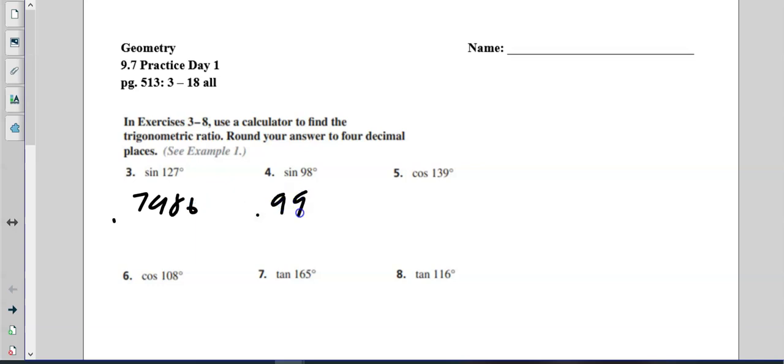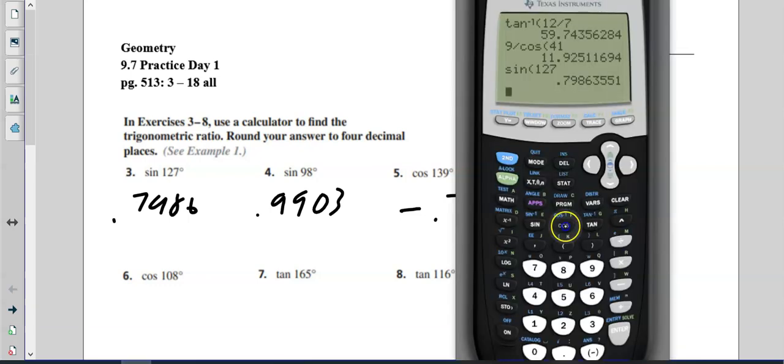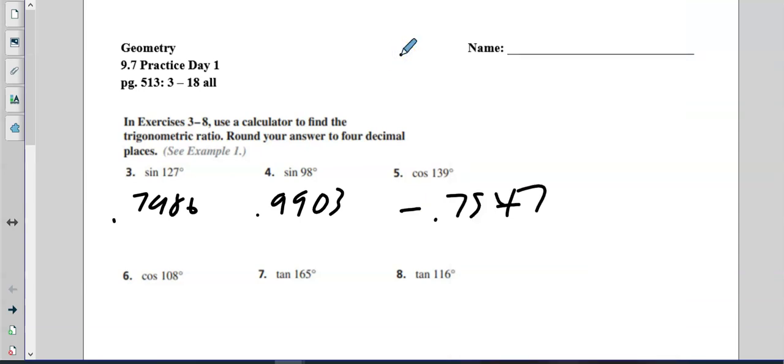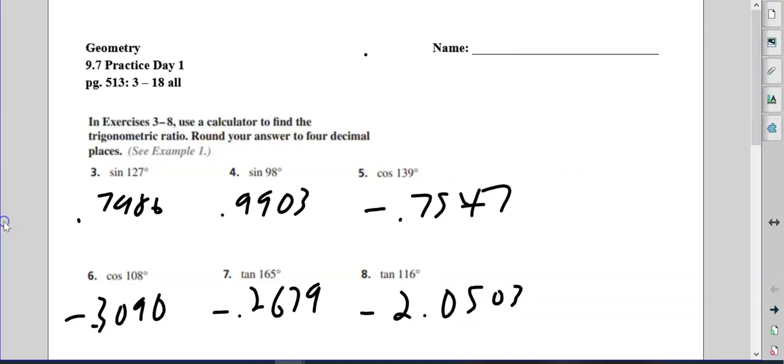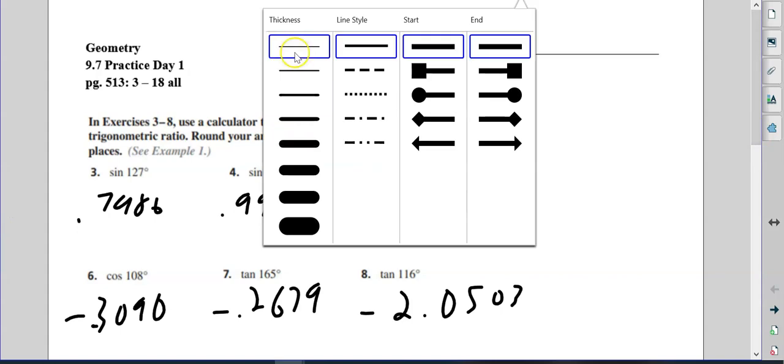So this is going to be 0.9903. Negative 0.7547. So yes, you can get a negative. Let's do that one. Cosine 139. Okay, so there's a little negative right there. So that's okay. Negative 0.3090, obviously a decimal. Negative 0.2679 and negative 2.0503. All right? That's all you're doing there. Just typing them in the calculator.